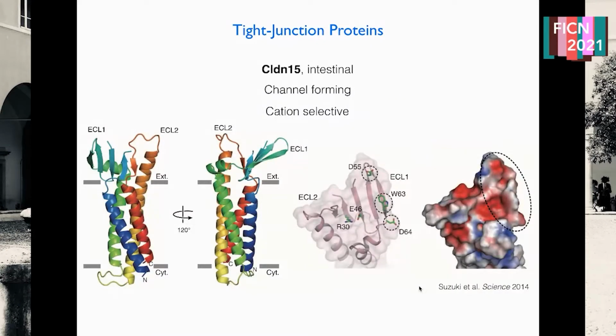Now, from the structural point of view, little is known about Claudin proteins. The first Claudin that was solved from X-ray was Claudin 15 in 2014, which is in the intestinal barrier. It's a channel-forming Claudin, and it is cation selective. It is made of 4 transmembrane helices, and it has 2 extracellular loops, with a small gap in one of the loops. It's also important to note that in this extracellular loop, there are negatively charged residues that will have an important role in what I will tell in a moment.